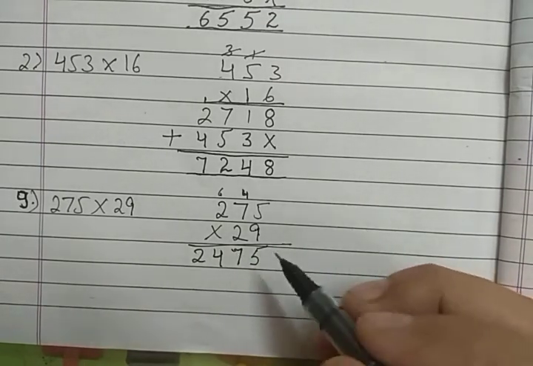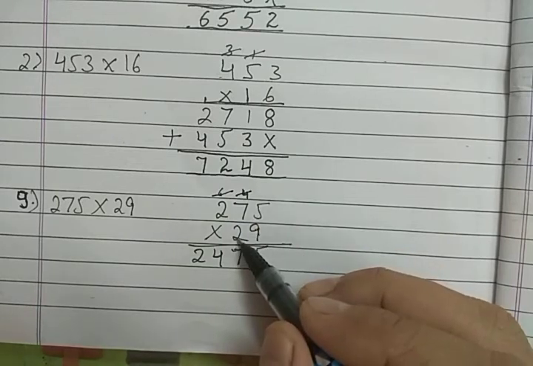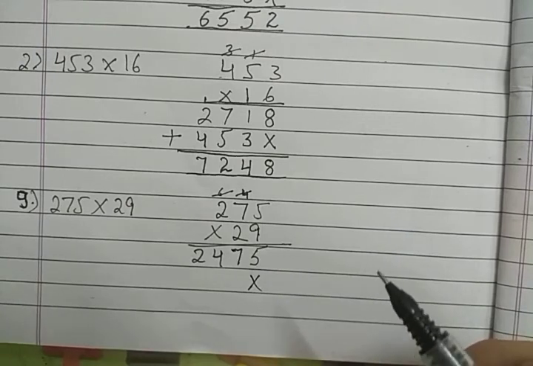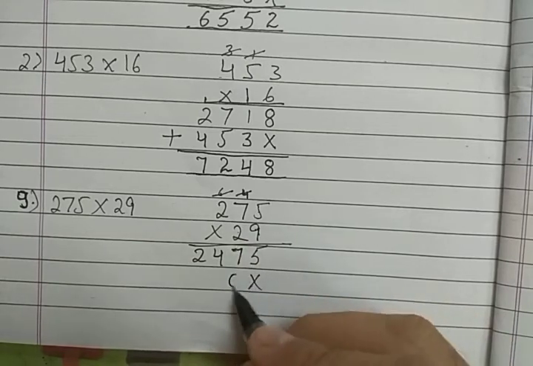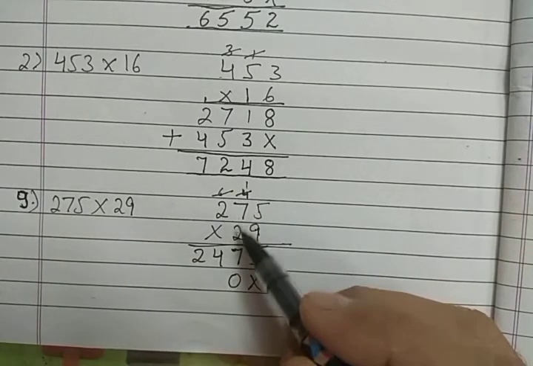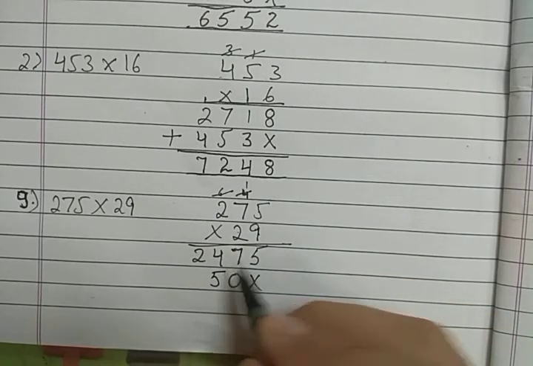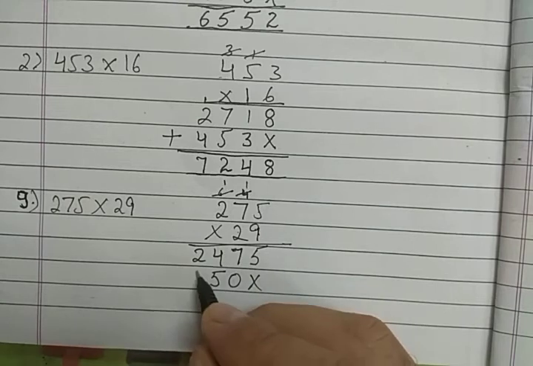Now what is our next step? We have to multiply 275 by the digit at tens place. So what do we have to do? We have to put a cross at ones place. Now we will multiply 275 by 2. 2 5s are 10, 1 carry over. Then 2 7s are 14, plus 1 is 15, 1 carry over again. Now 2 2s are 4, plus 1 is 5.